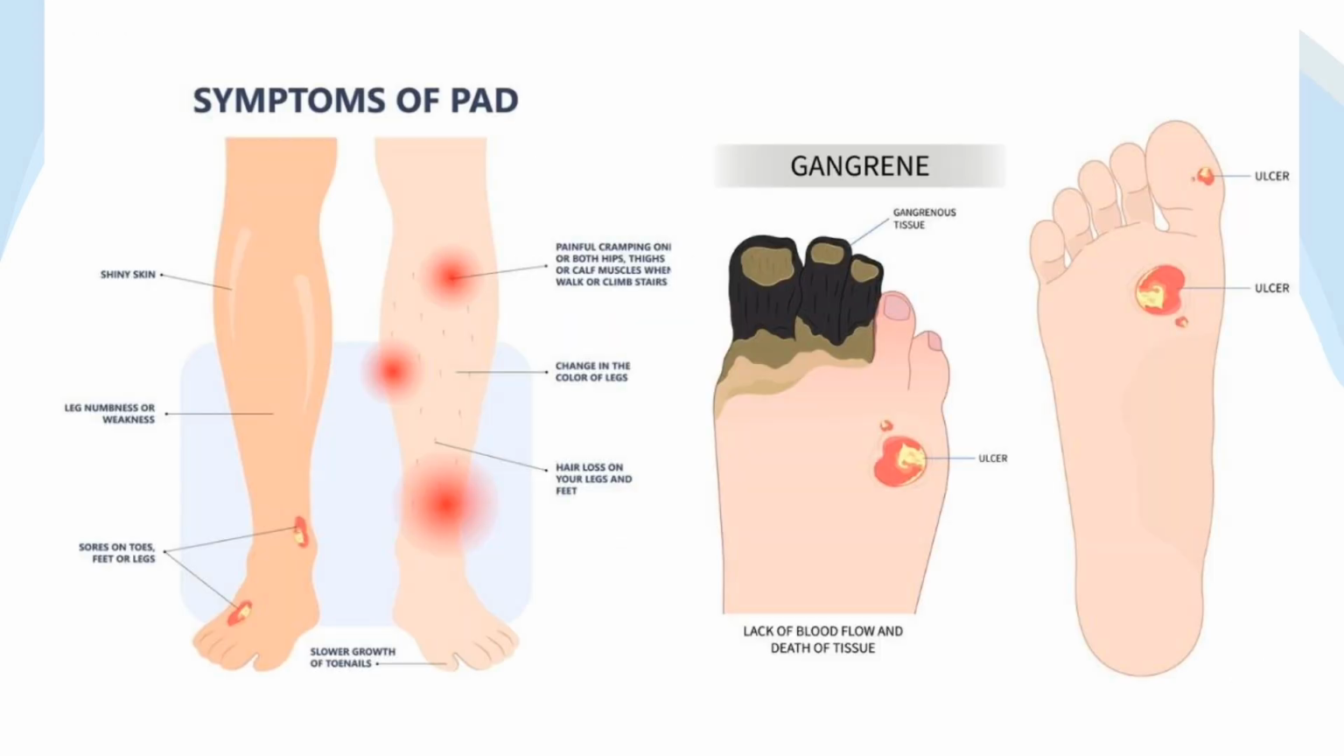I have here pictures about the symptoms of peripheral arterial disease. PAD is a condition caused by atherosclerosis, which is the buildup of plaque in the arteries, leading to narrowed or blocked arteries. Symptoms may include leg pain or cramping, particularly during activity. It can progress to more severe symptoms such as pain at rest, non-healing wounds, and tissue loss.